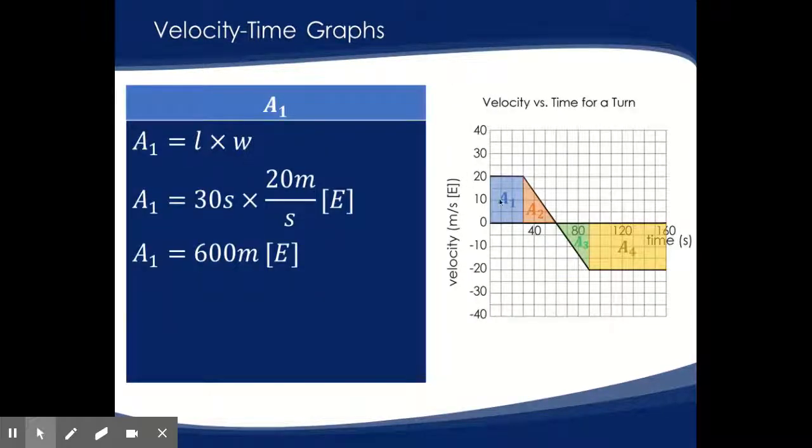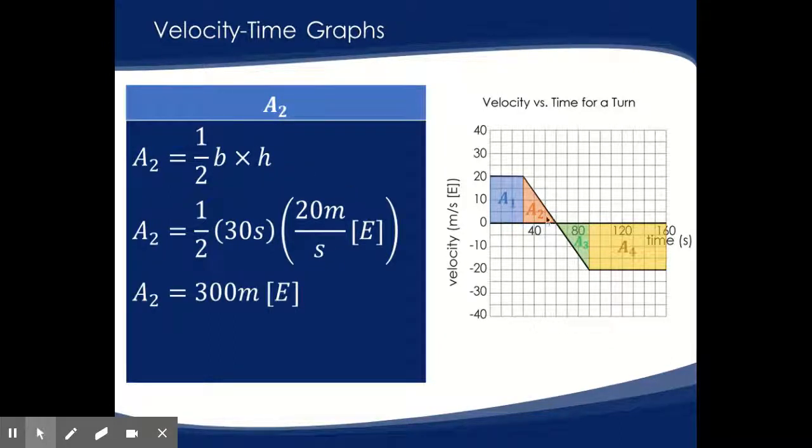So for this box, the A1 box, it is just length times width. So we have 30 seconds times 20 meters per second. So the area of this spot here is going to tell us that the displacement is 600 meters east. Okay, so he's moved 600 meters east in this time frame.